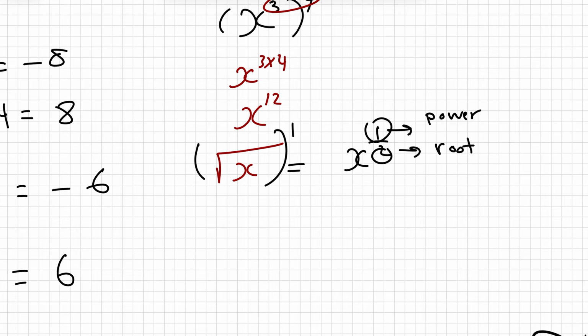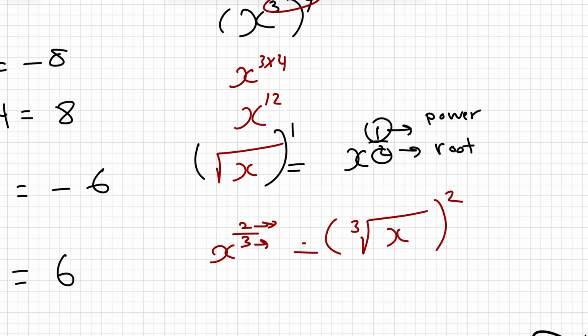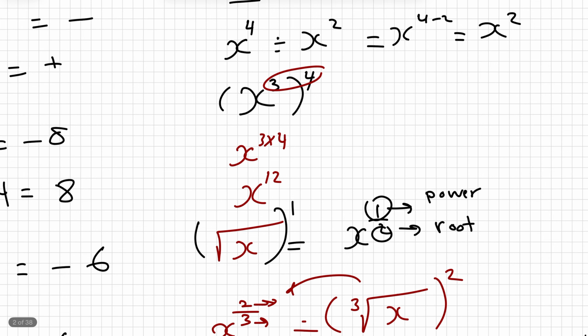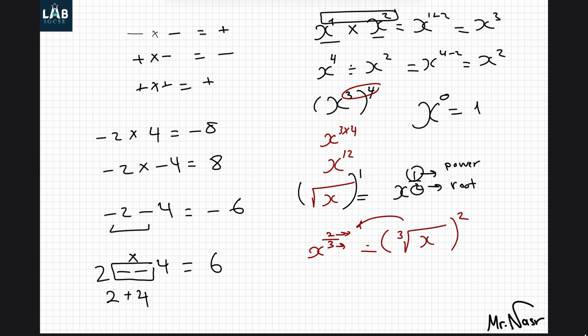So when we have x power 2/3, I will know for a fact that my power will be 2, and my root is going to be cubic, which is 3, which is similar to writing the cubic root of x, all powered by 2. So this is the meaning of this. Okay? So yeah, we went through that. And there is something that most students forget, that anything powered to 0 equals 1. Anything powered to 0 equals 1. That's really, really important.